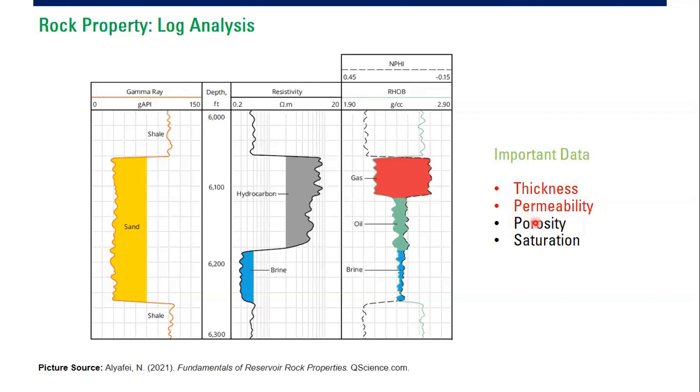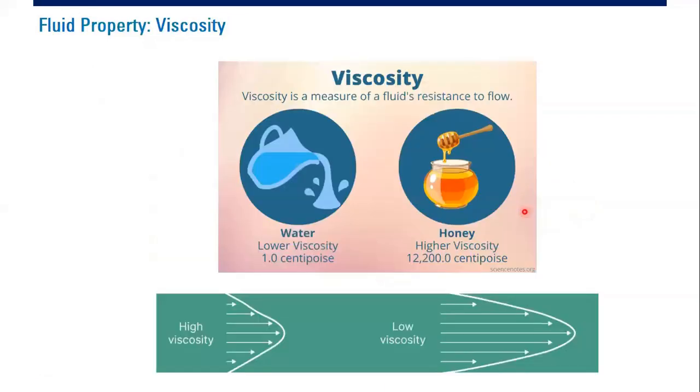Thickness and permeability are more important for direct calculation. Okay, so we get the properties of our reservoir, which later on will describe the performance of our reservoir, from the log analysis, right? Okay, we continue. And we only discussed rock property.